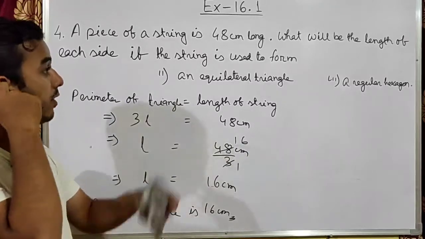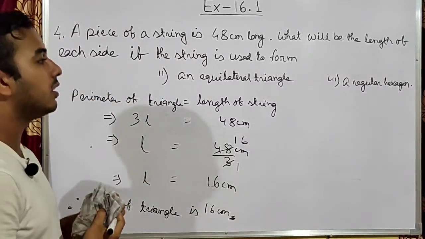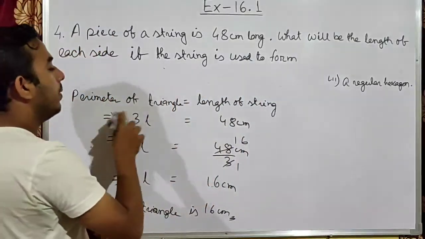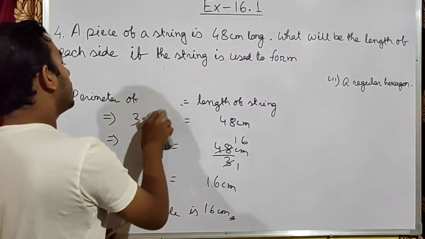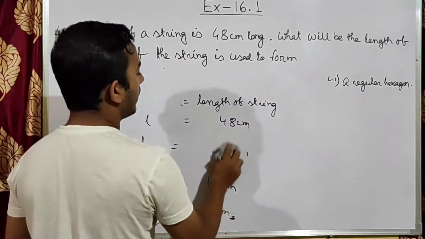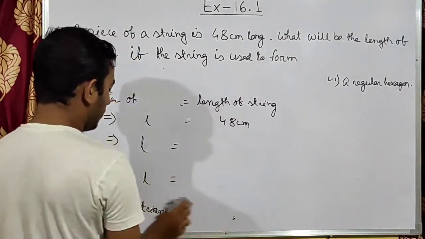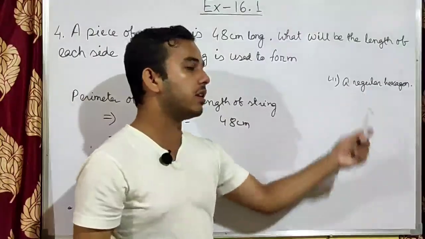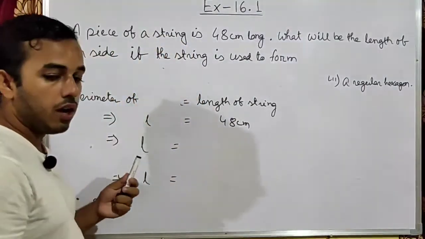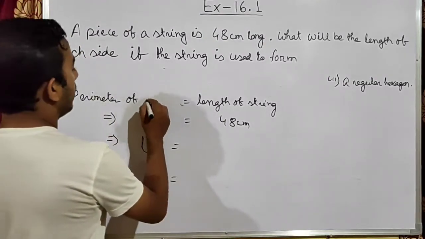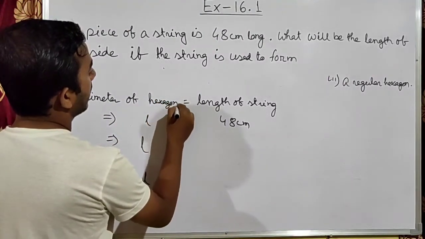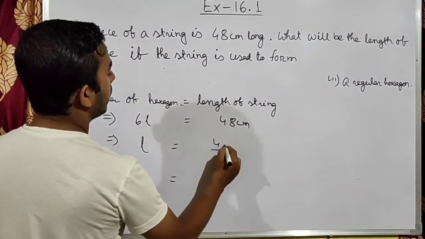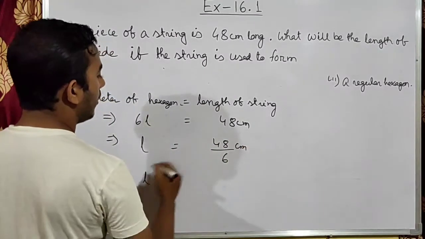Okay. Now we'll write our find the side of a regular hexagon. So we'll write number 3. Perimeter of hexagon. Clear? Hexagon means 6 sides, right? So it's a regular hexagon, isn't it? Because look here, a regular hexagon, that means all sides are equal. So we'll write perimeter of regular hexagon equals length of string. Now hexagon has 6 sides, so it will be 6L. So it will be 48 upon 6. Clear?